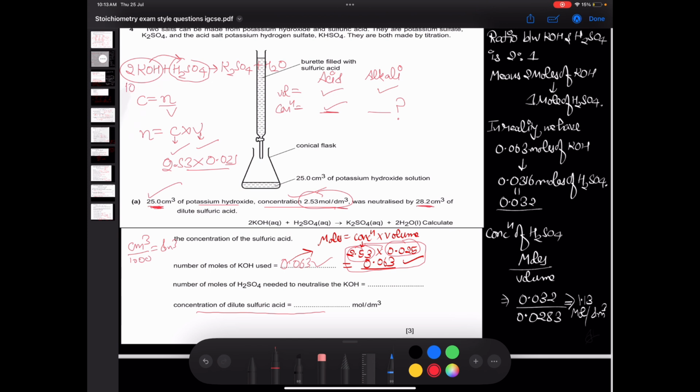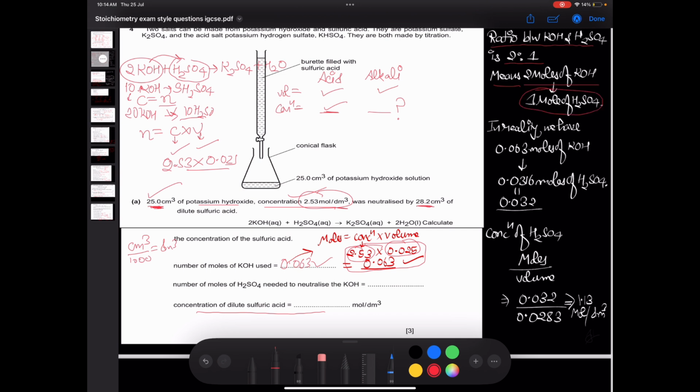So if you had 10 molecules of potassium hydroxide, it will be reacting with 5 molecules of H2SO4. The same applies for moles. If you have 20 moles of potassium hydroxide, you will be reacting with 10 moles of H2SO4 because the ratio is 2:1. Basic maths. And I've written the same thing here in white. Check. Ratio between potassium hydroxide and H2SO4 is 2:1. Means 2 moles of KOH will be reacting with 1 mole of H2SO4.